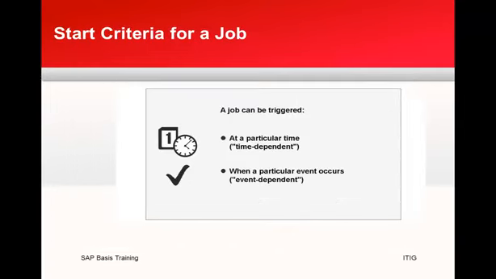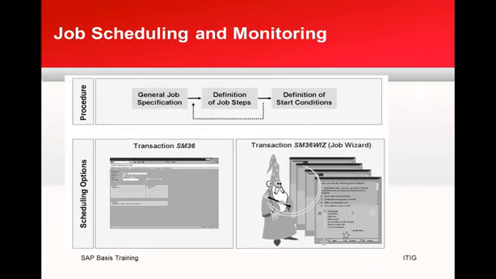Next thing is about the start criteria for the job. Basically, a job can be triggered at a particular time. We call them time dependent jobs. When a particular event occurs, we call them event dependent jobs.